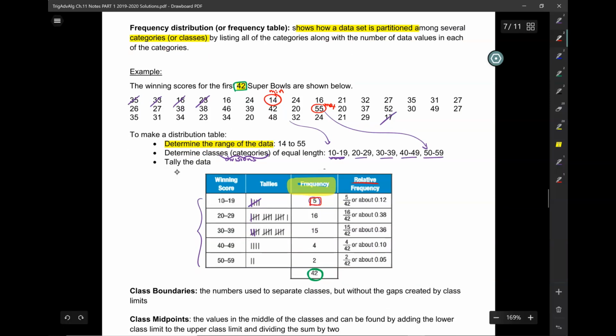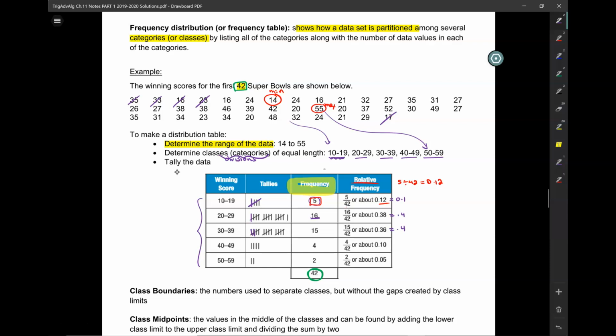The relative frequency is this number divided by the total. So you can either do 5 over 42, or you literally divide 5 by 42, and you get 0.112, and that's what that is. Now on the quiz, I'm going to ask that you round to 1 decimal place. So that would be 0.1. Then we have 16 over 42. That would be 0.38, which is 0.4, and so on.